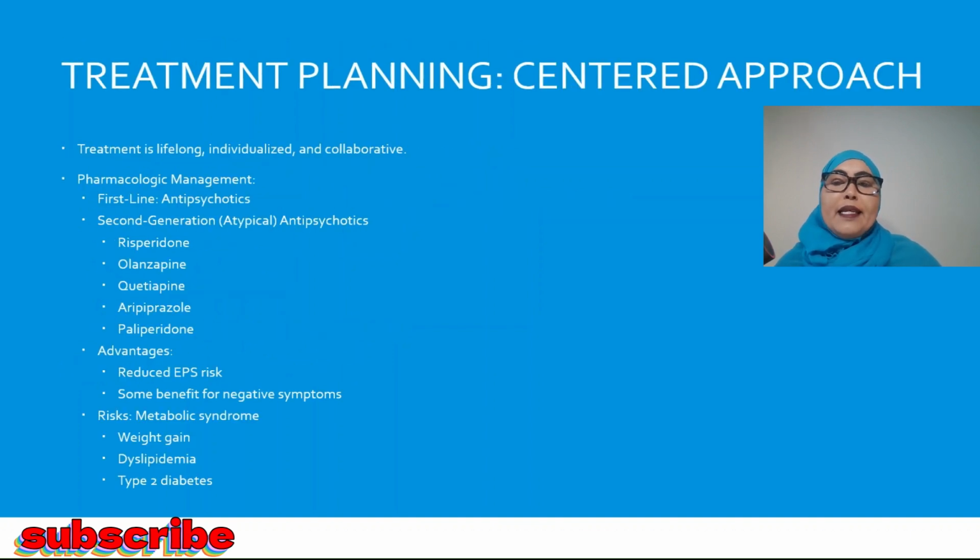Treatment plan is a person-centered approach. Schizophrenia treatment is lifelong and individualized. It is not applied the same to everyone. Every person is unique, so you will make the treatment individualized. And you collaborate with the family, with the person, and with other providers.